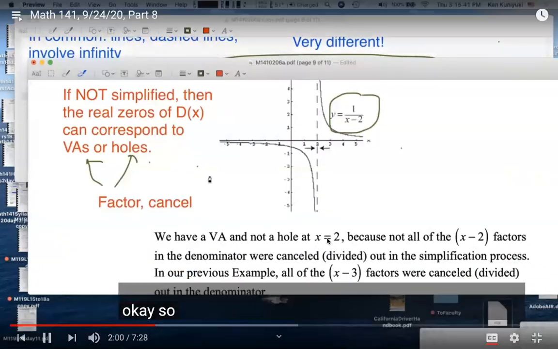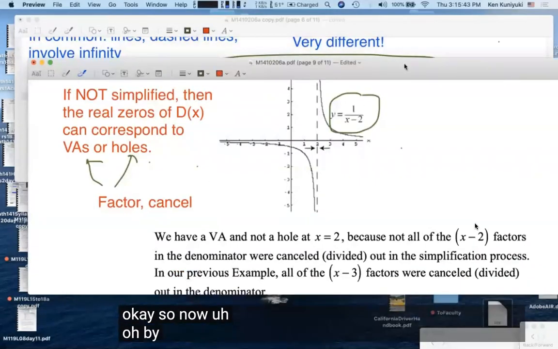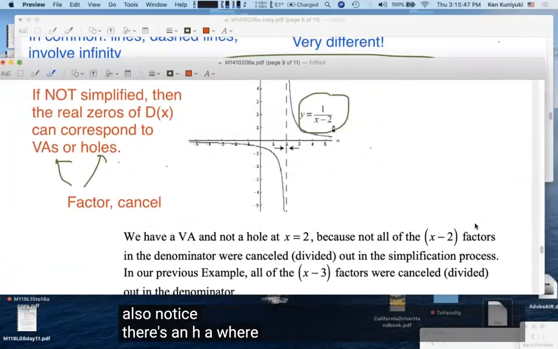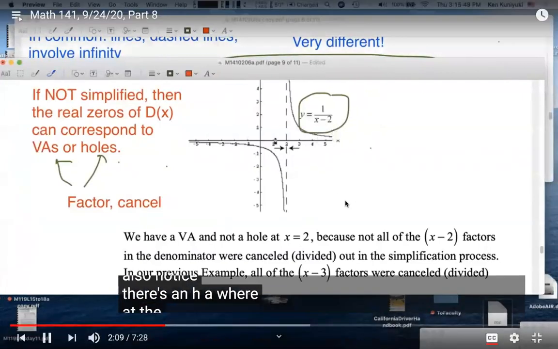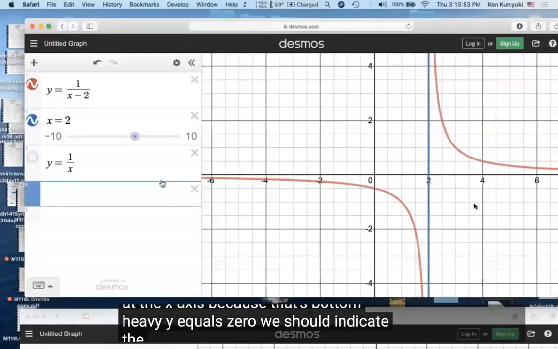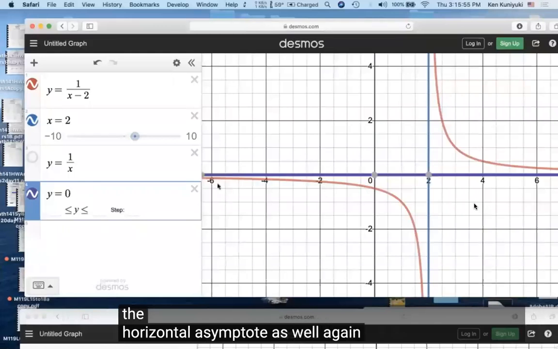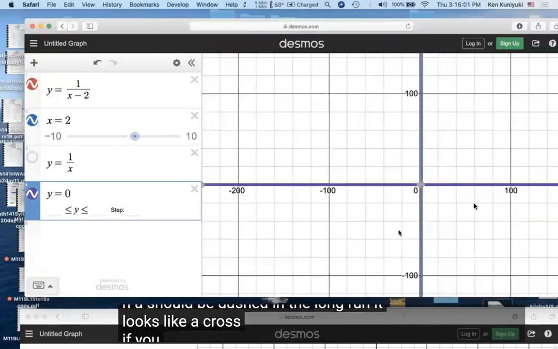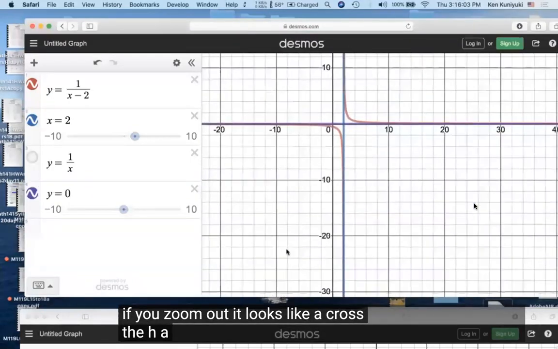Okay, so now, by the way, more about this graph. Also notice there's an HA. Where? At the x-axis, because it's bottom heavy, y equals 0. We should indicate the horizontal asymptote as well. Again, the purple HA should be dashed. In the long run, it looks like a cross. If you zoom out, it looks like a cross, the HA and the VA.